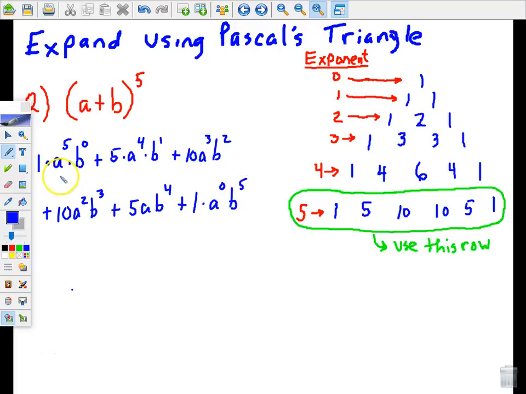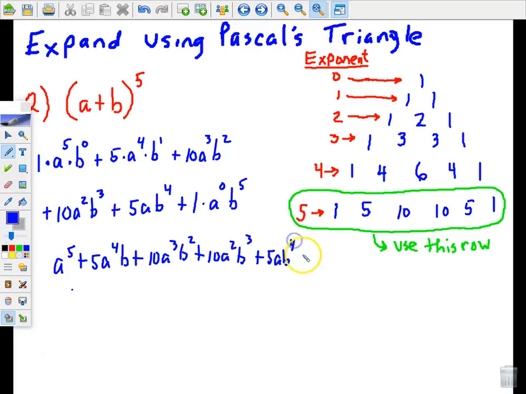So once again, this is like showing work, but don't leave your answer like this, because this first term is really just a to the 5th. And then you have 5a to the 4th b, and then 10a cubed b squared, 10a squared b cubed, 5ab to the 4th, and then finally, again, this would just be b to the 5th. 1 times 1 times b to the 5th. So this would be your final answer.